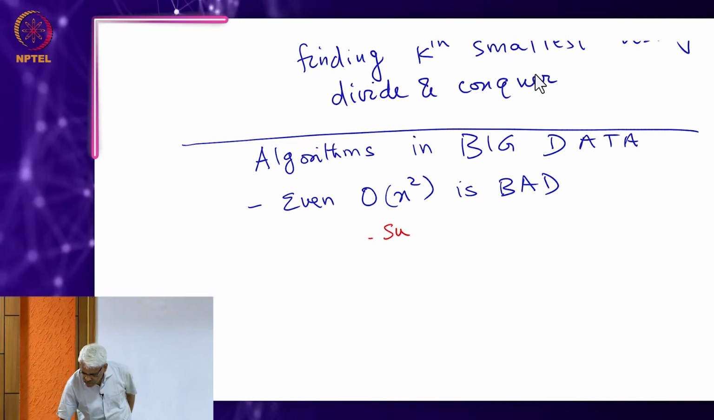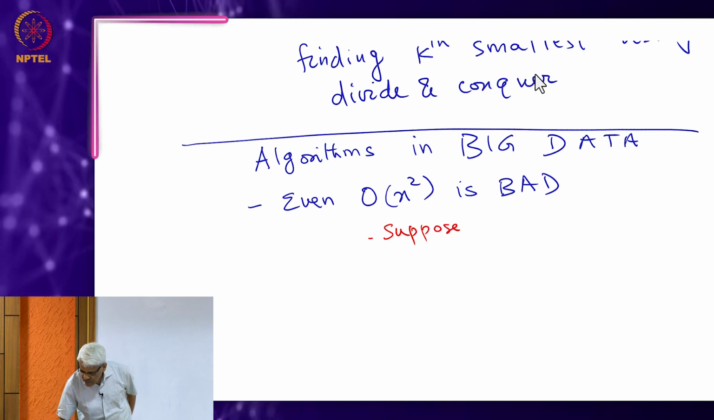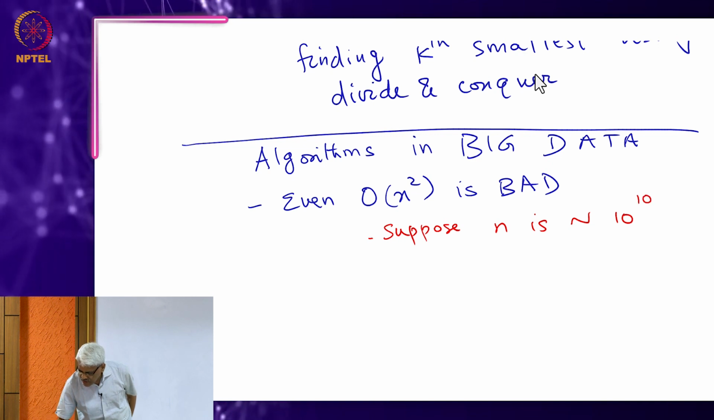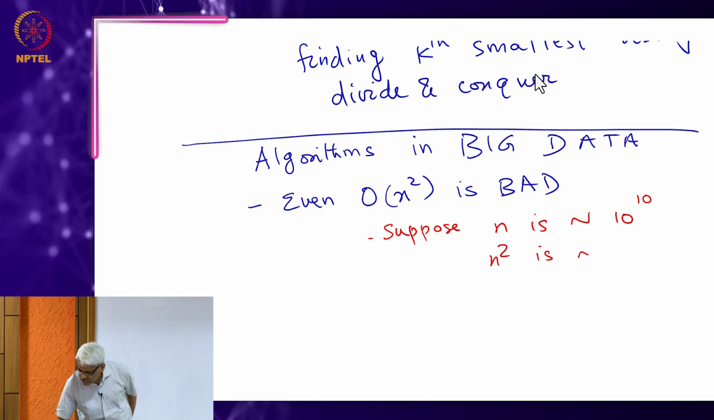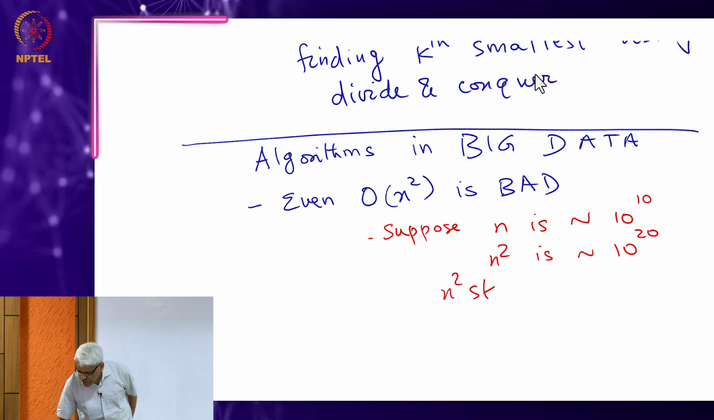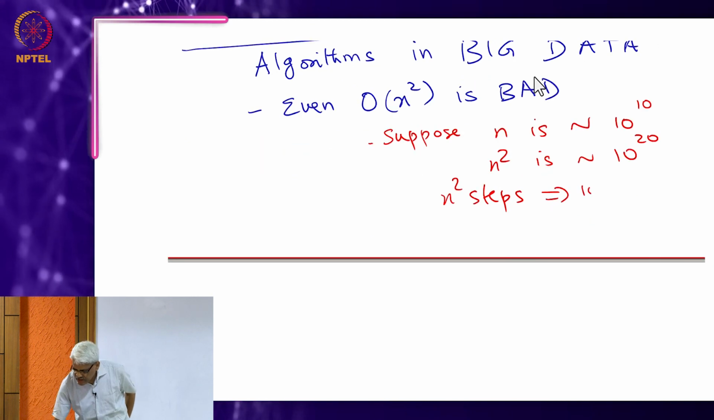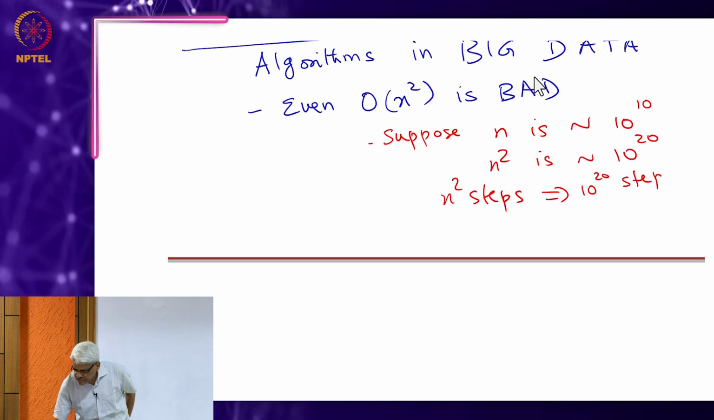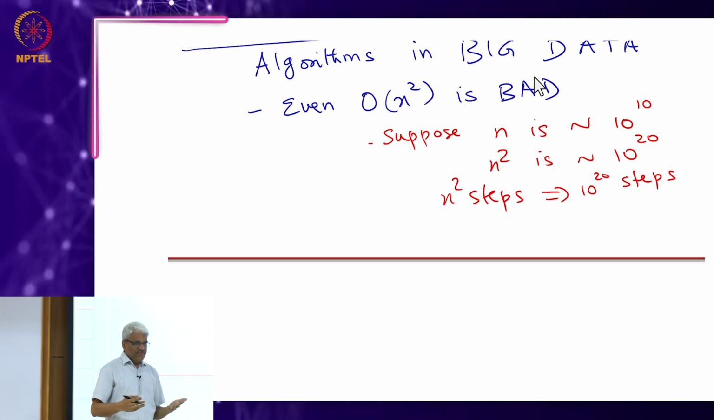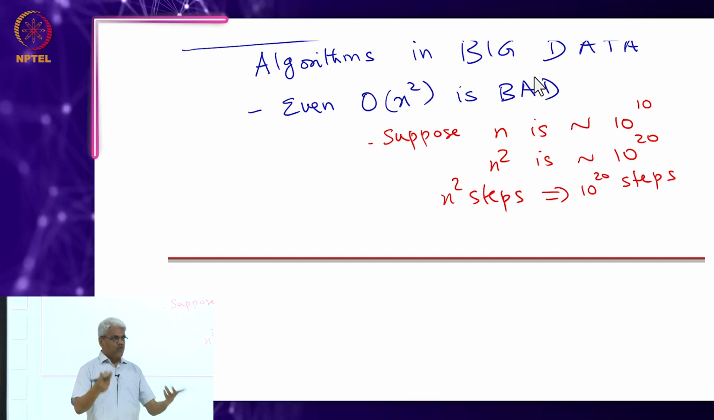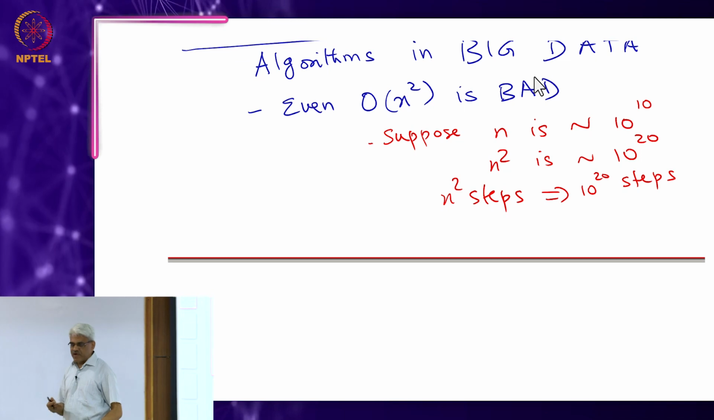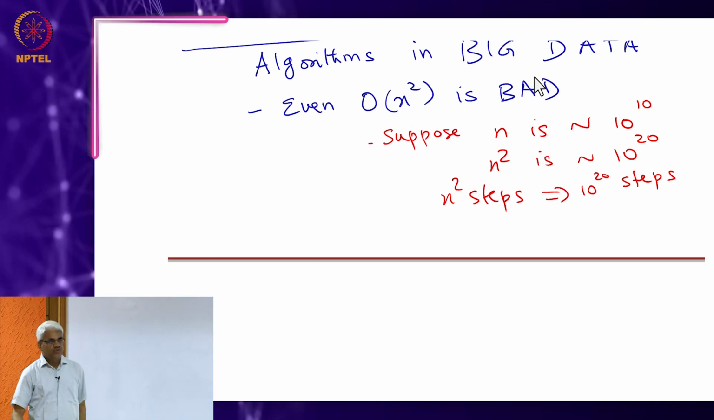suppose n is like 10 power 10, then n square is 10 power 20. If your algorithm takes n square steps, that's like 10 power 20 steps. And your modern computer can perform something like 10 power 10 steps in 1 second. Let's say it's actually more like 10 power 8. Let's say you can do 10 power 10 steps in 1 second. Then how many seconds will you need to solve this?